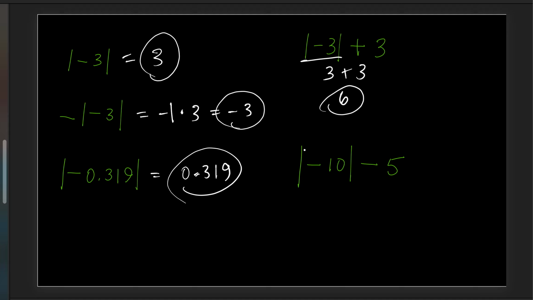Now, same thing here, absolute value of negative 10 minus 5. We'll do this first. Slow down. Absolute value of negative 10 is a positive 10. Bring down that minus 5, and you're looking at 10 minus 5, which is 5. And you know you got it correct, right? That's how to do these math problems.